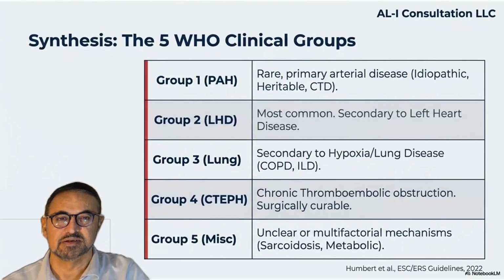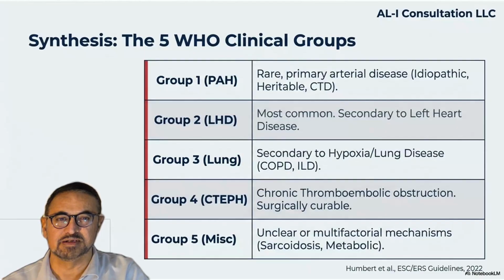WHO classification. The WHO clinical groups are essential because treatment depends on classification. Group 1 is pulmonary arterial hypertension, or PAH, which includes idiopathic, heritable, and connective tissue associated disease. Group 2 is pulmonary hypertension due to left heart disease, and this is the most common category in real practice.